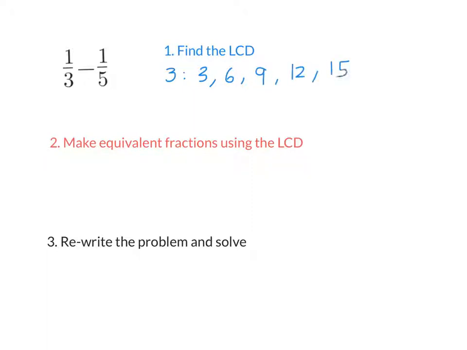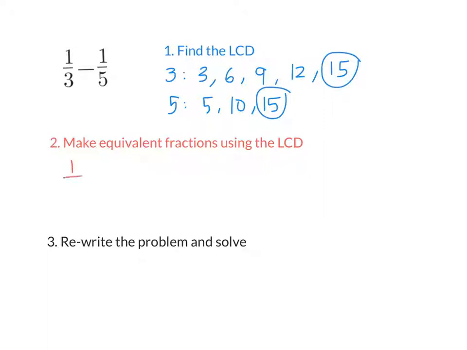And we'll stop there because I know for sure that one's going to be common, right? And then my next denominator is 5. So let's count by fives. Ready? Go. 5, 10, 15. Okay, let's stop there because I found the least common denominator. What's the least common denominator? 15. Now my second step is I'm going to make equivalent fractions using the least common denominator.